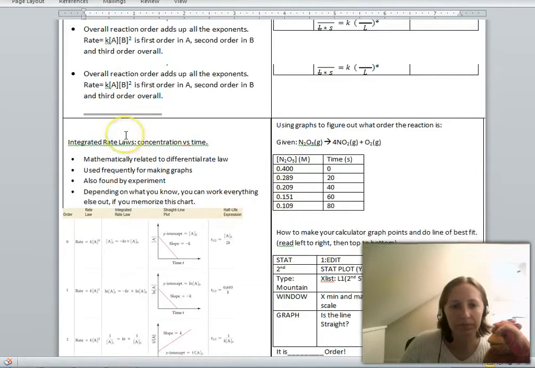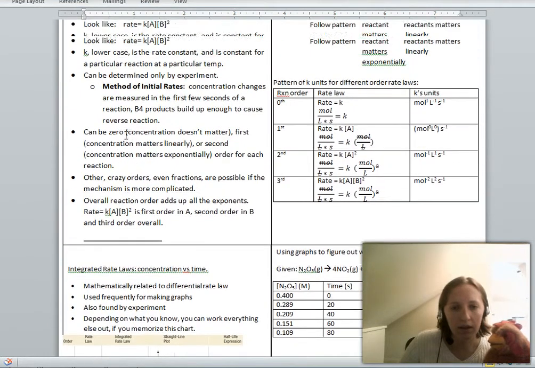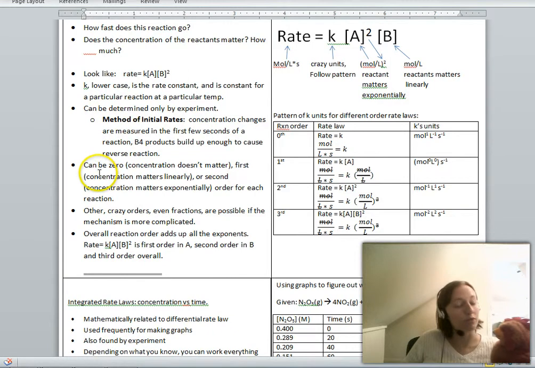So let's go back up. Yeah, so the answers that you can figure out from the method of initial rates is that you could figure out that the concentration of your reactant doesn't matter, which means that if you double its concentration, the rate stays the same. It can be first order, which means that it matters linearly, which means if you double the concentration, the rate doubles. That's a linear increase. Or it can be second order, where if you double your concentration of a reactant, then the rate responds by squaring, or in this case, because you've doubled it, quadrupling.